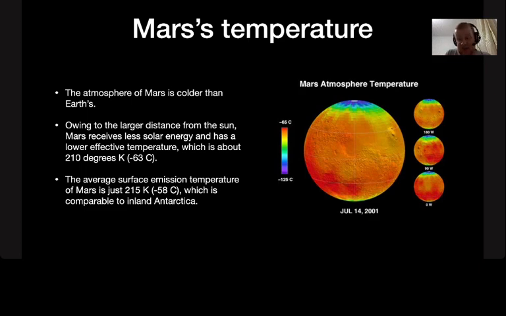But it looks to me like on the poles, on the artwork of the temperature map of Mars, the polar area looks like it's colder than minus 125 degrees. So the average surface emission temperature of Mars is just 215 degrees Kelvin, which makes minus 58 degrees Celsius, which is comparable to inland Antarctica.